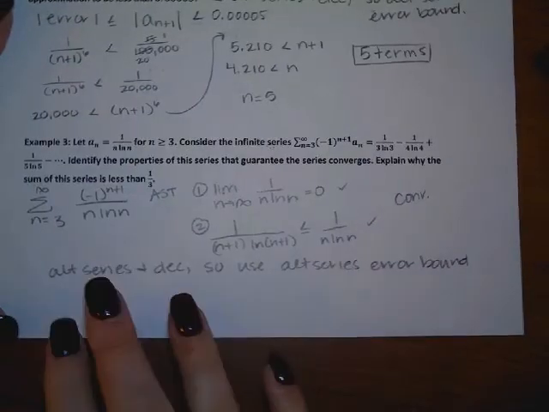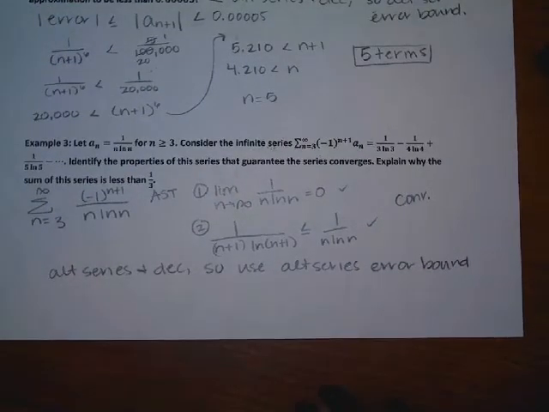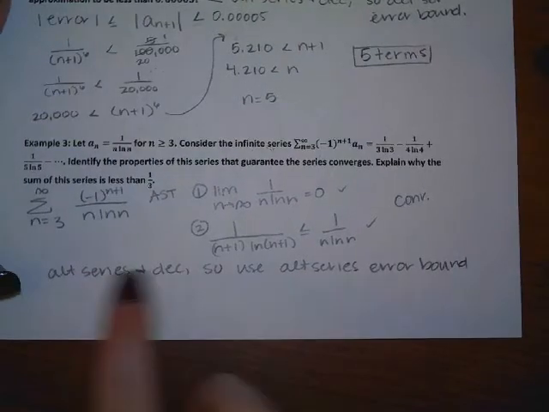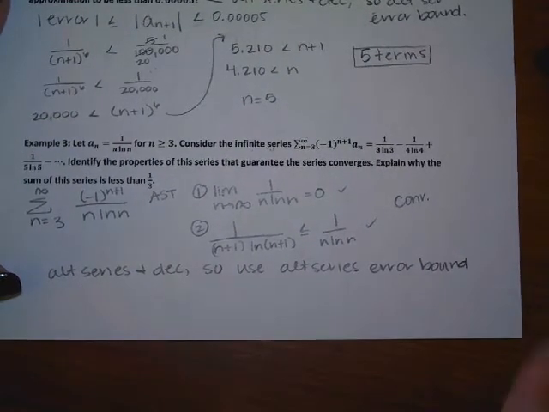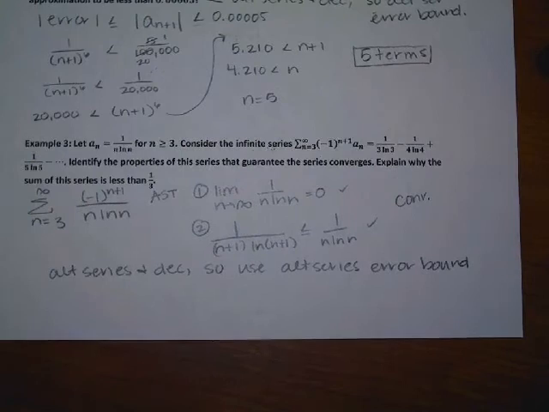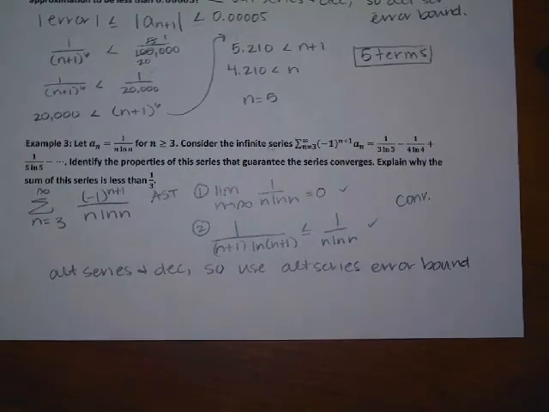This is not like a special sentence that you have to memorize. You just have to get the alternating series and decreasing in there, and then you have to say you're using the alternating series error bound. But however you want to phrase it is fine.